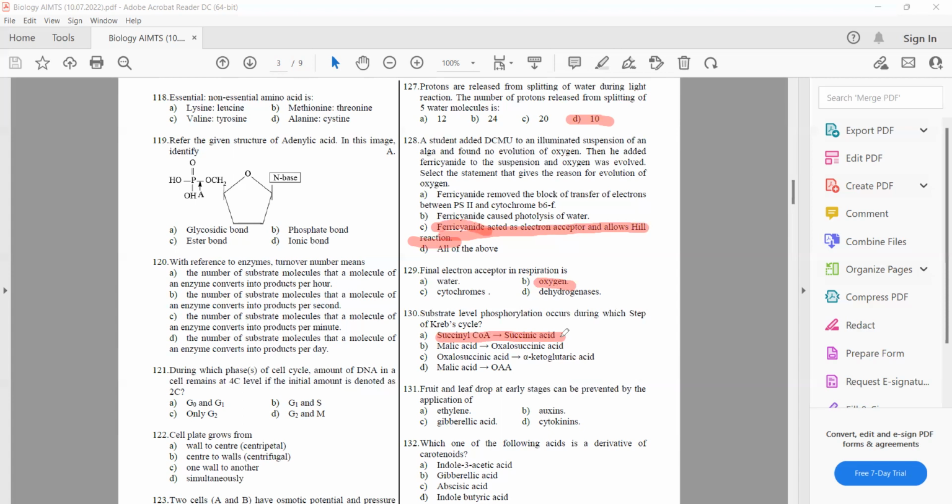131, fruit and leaf drop at early stages can be prevented by the application of, very easy one. Here the clue is early stage. Early fruit fall or early leaf fall can be prevented by applying auxin, right? Then next question.